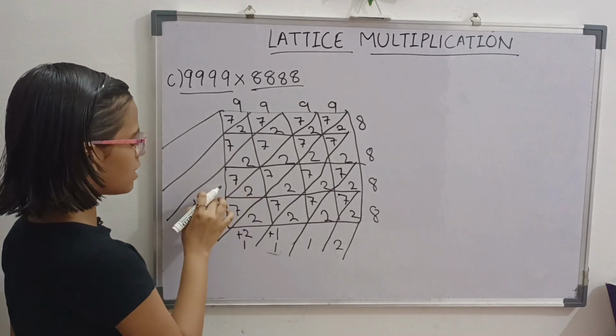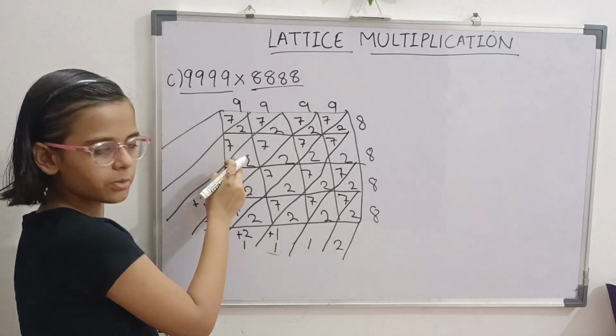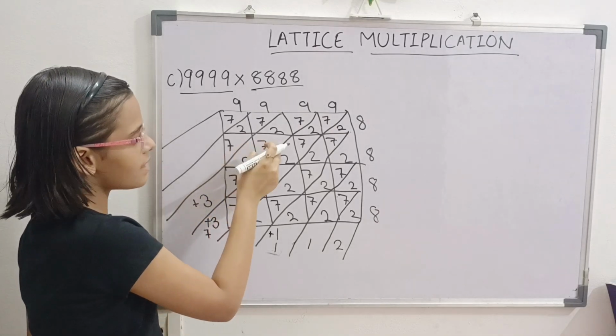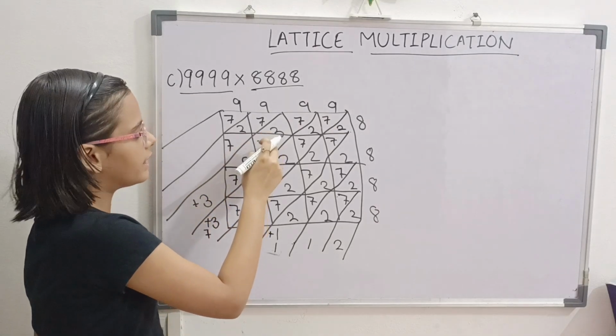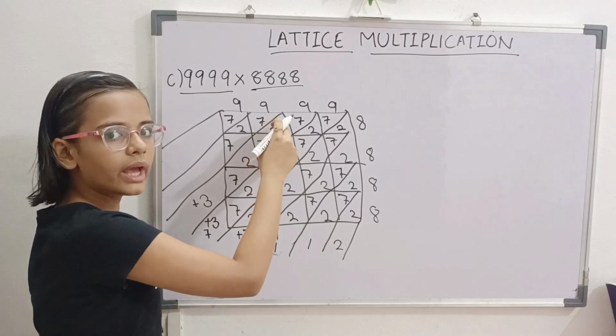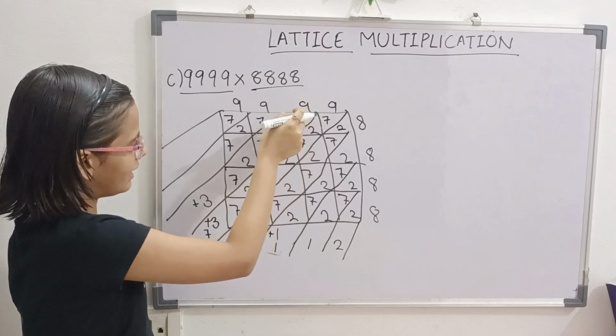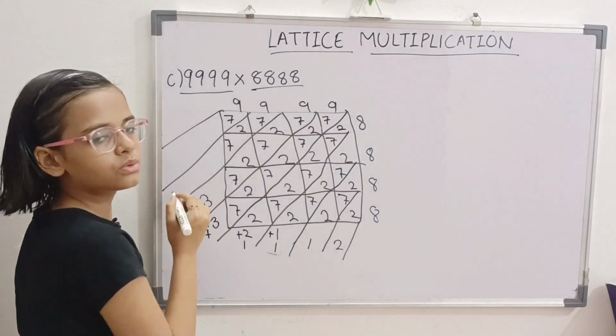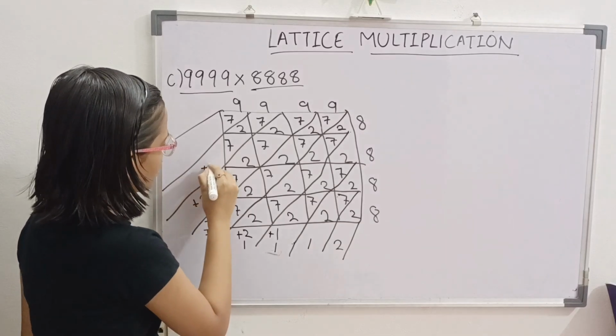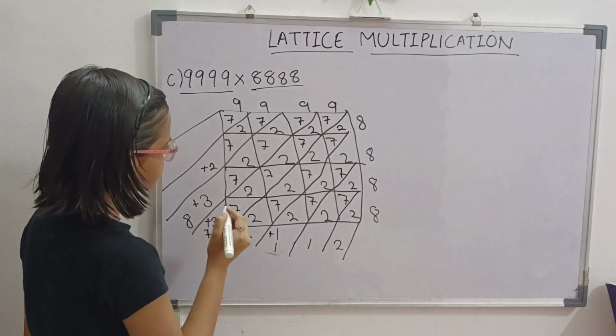Now 7 plus 3 equals 10, 10 plus 2 equals 12, 12 plus 7 equals 19, 19 plus 2 equals 21 and 21 plus 7 equals 28. So 2 will be carried over and 8 will come here.